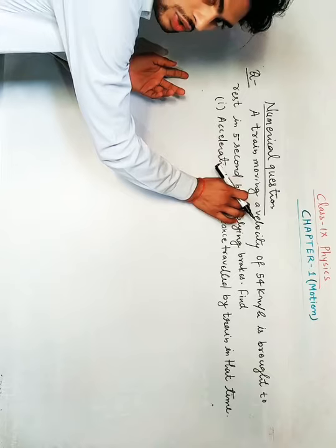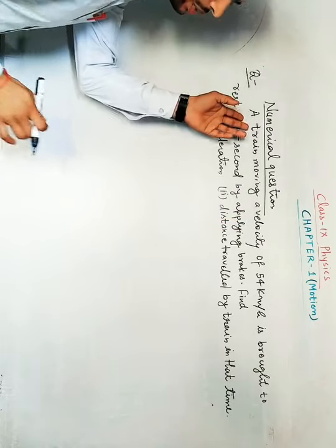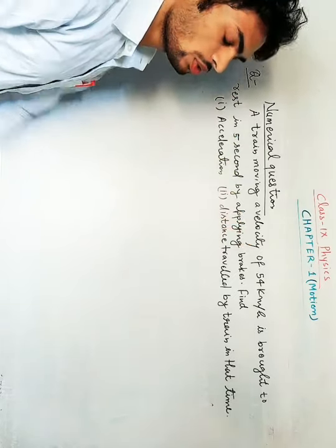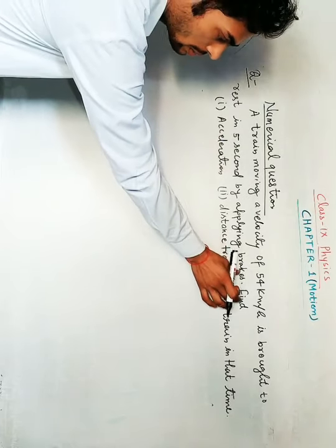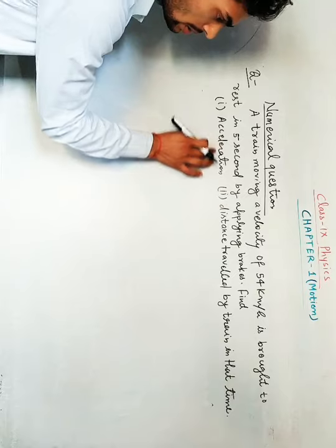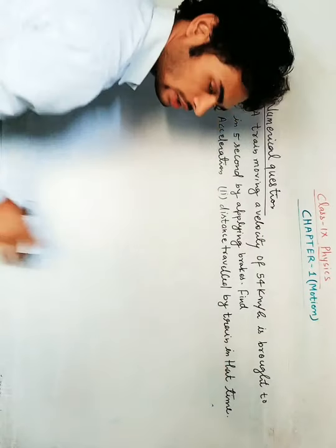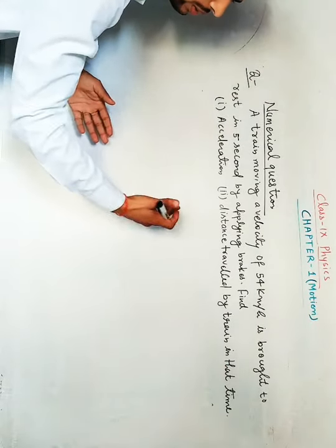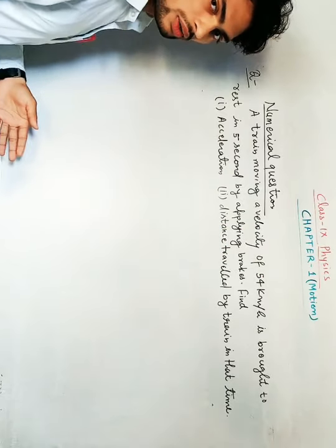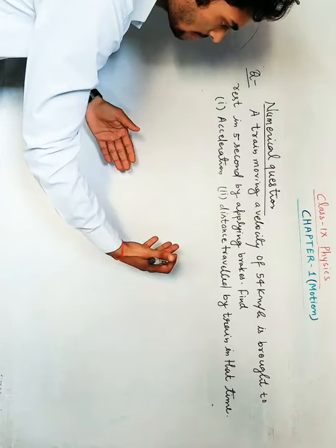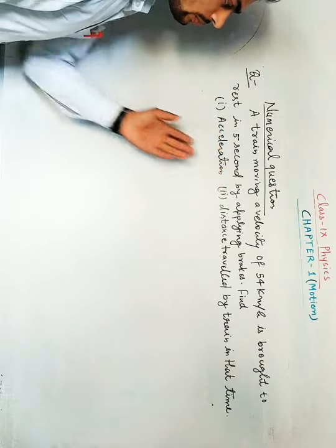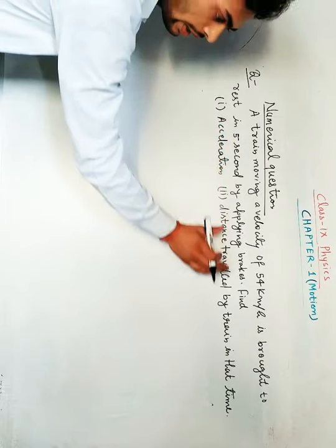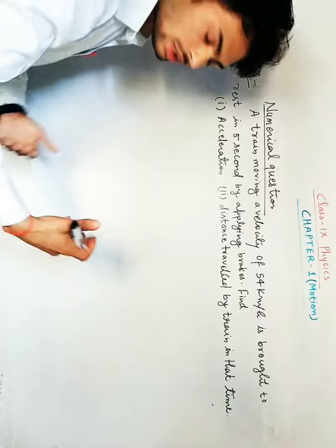Now solve a numerical on the equations of motion. Here is one numerical: a train moving with a velocity of 54 km per hour is brought to rest in 5 seconds by applying brakes. Find the acceleration and the distance traveled by the train in that time. When a train moving at 54 km per hour applies brakes, it comes to rest in 5 seconds. We have to find the acceleration and the distance traveled.